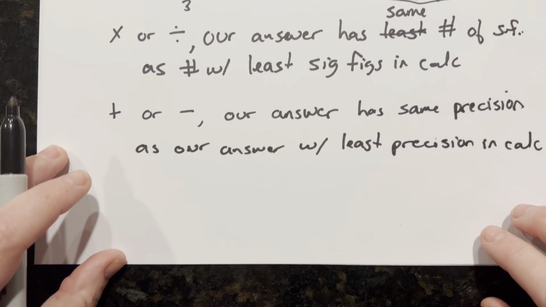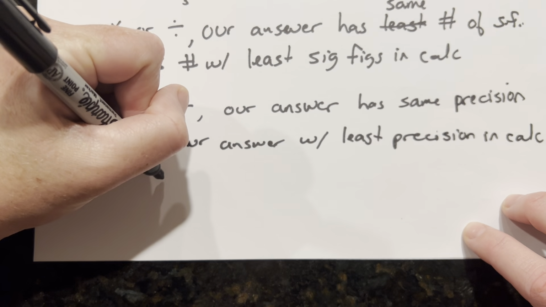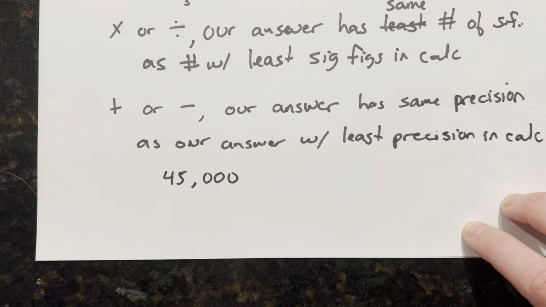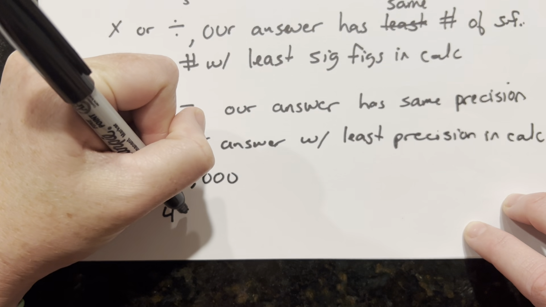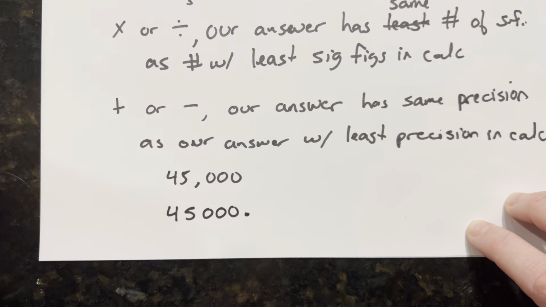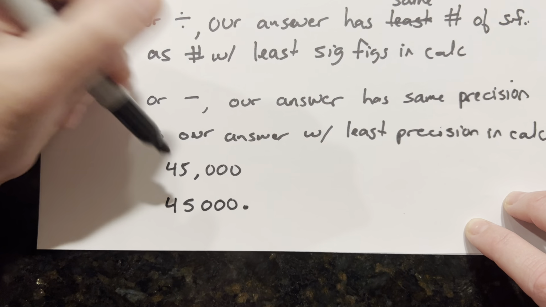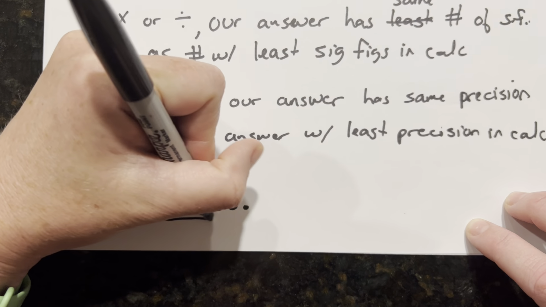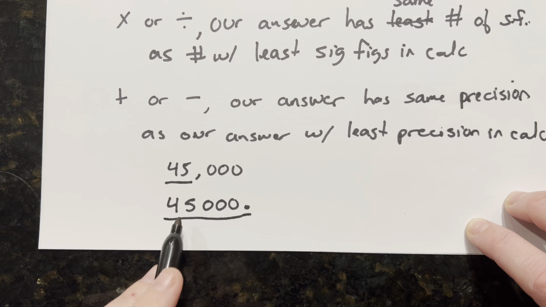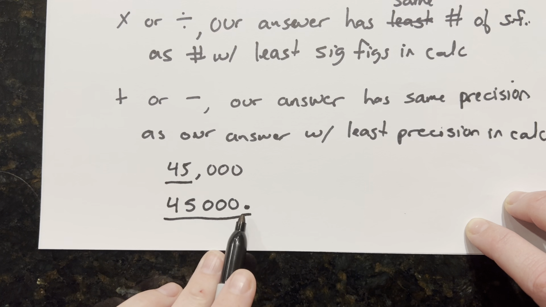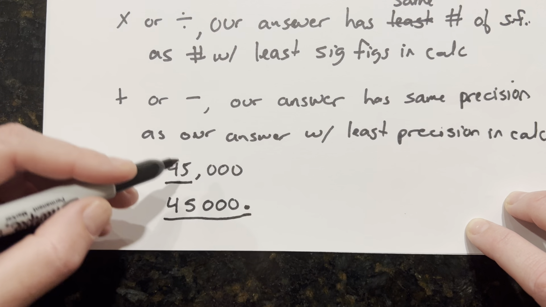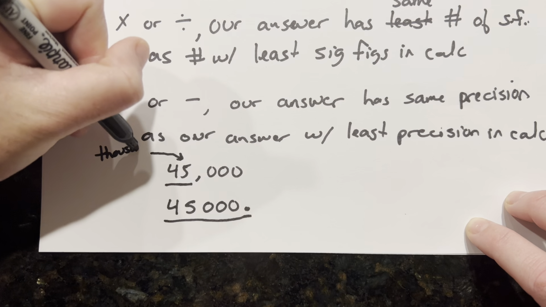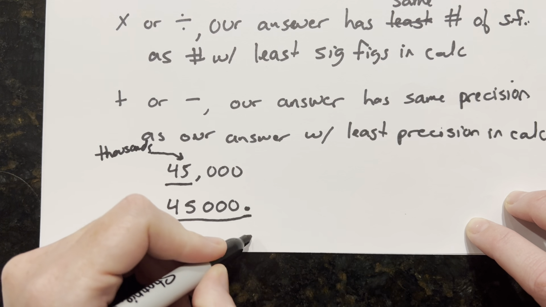So for example, if I have a number like 45,000 versus a number like 45,000 with a decimal in it. In this case, we only know those two numbers. And in this case, we know all of those numbers because this has a decimal and the zeros come after the numbers. So in other words, all of these are significant. This we know to the thousands place, and this we know to the ones place.